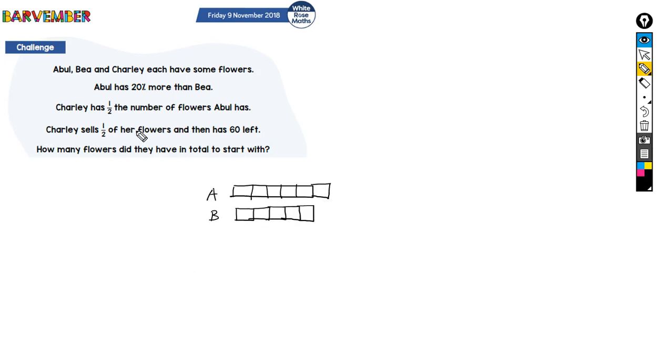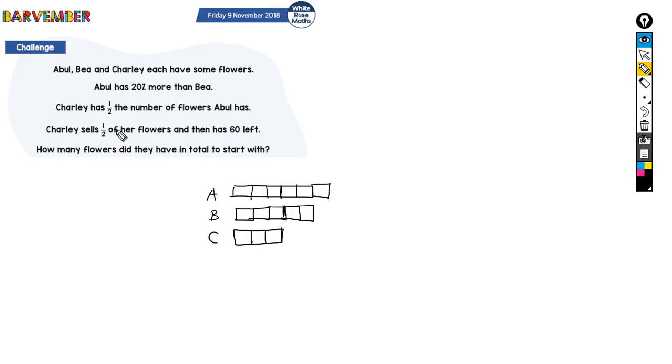Okay, and then Charley has half the number of flowers that Abul has. This is 1, 2, 3, 4, 5, 6. So there we go, that's Charley. And if I had squared paper, it would obviously be easier to see, but this is all equal up to this point. So these are equal size portions then, which is quite nice. Okay, so that's Charley. Charley has half the number of flowers that Abul has.